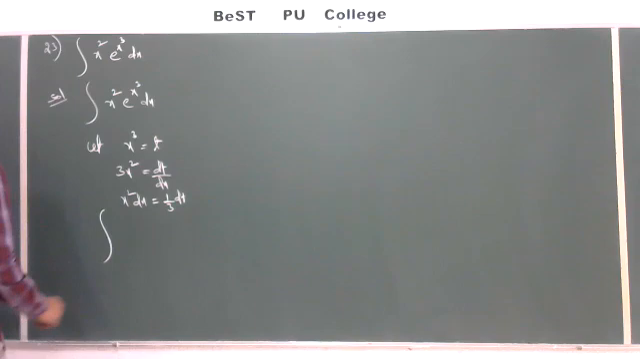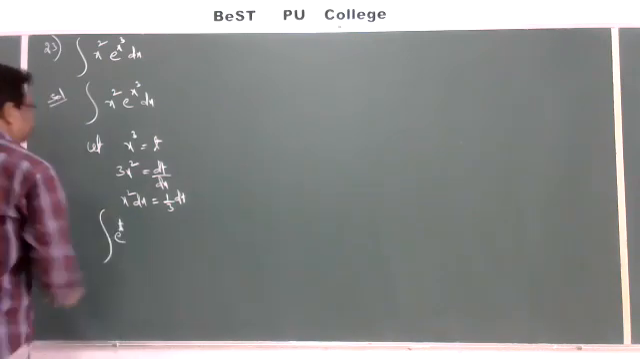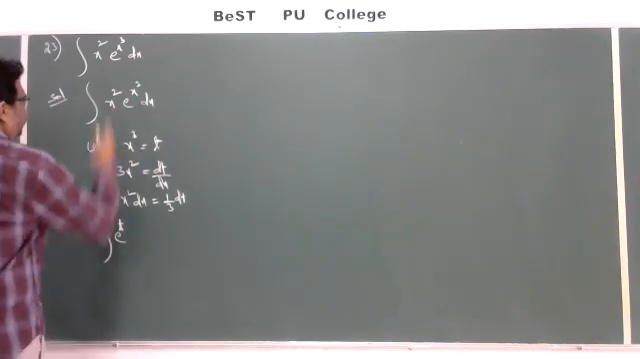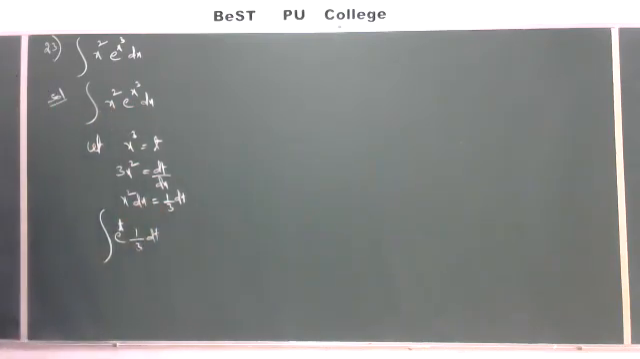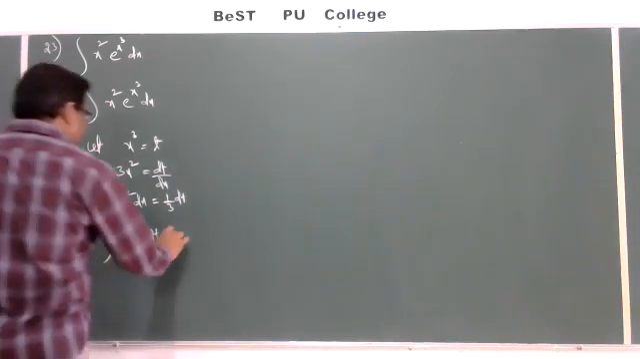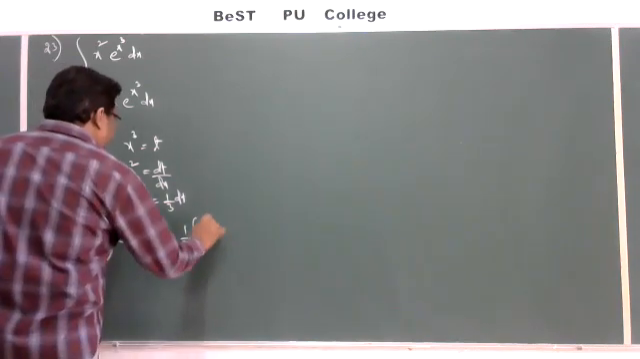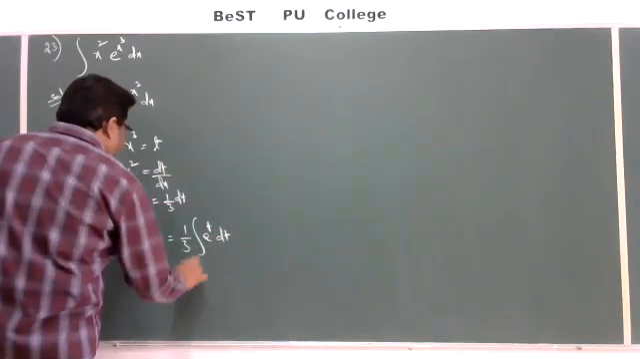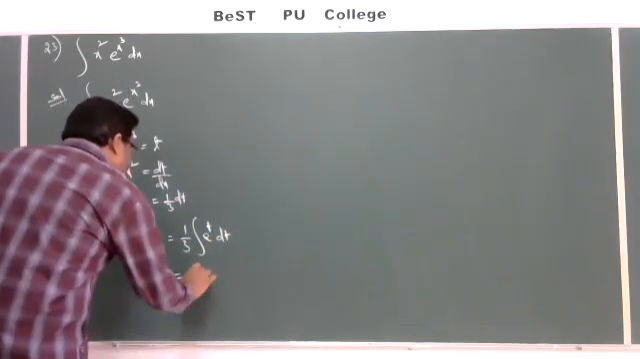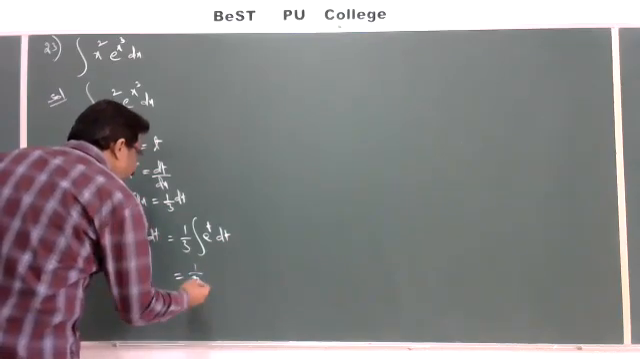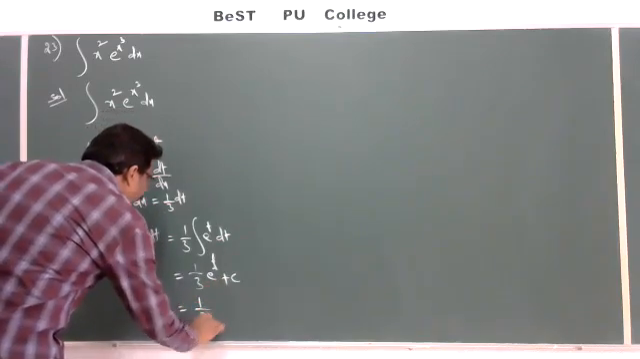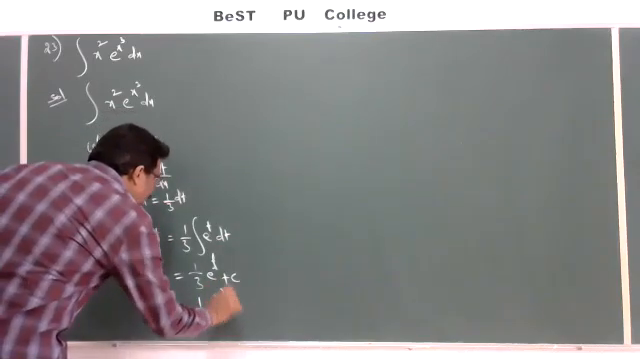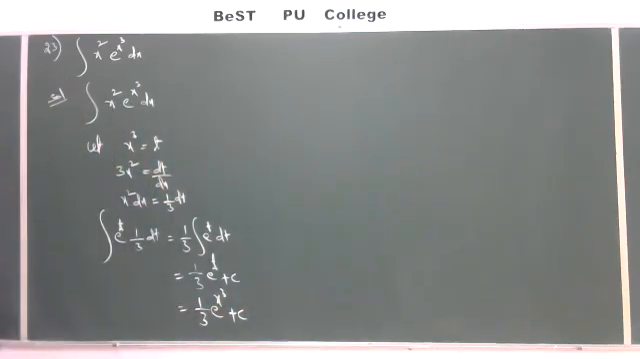Integral e power t, since x cube is t, and x square into dx is 1 by 3 dt. So 1 by 3 is a constant. Integral e power t dt. E power t integrated with respect to t is e power t. That is 1 by 3 into e power t plus c. What is t here? 1 by 3 into e power x cube plus c. That is the answer.